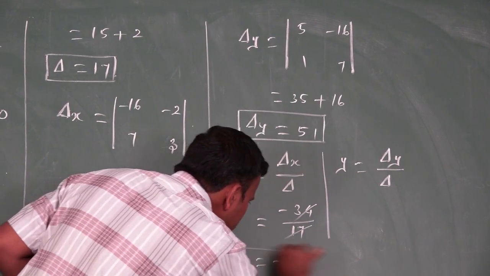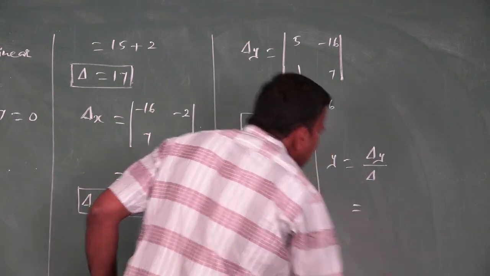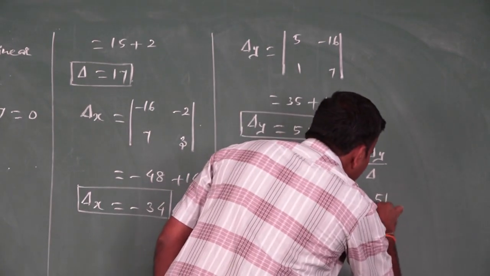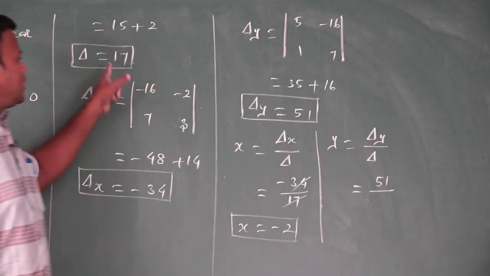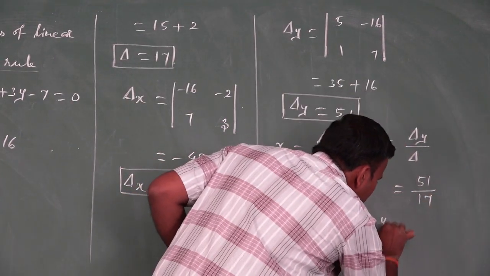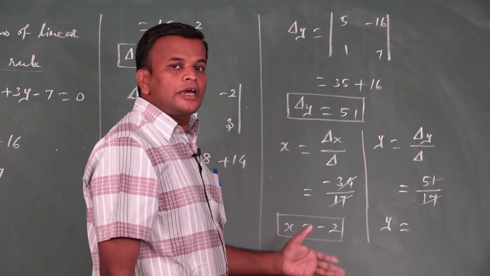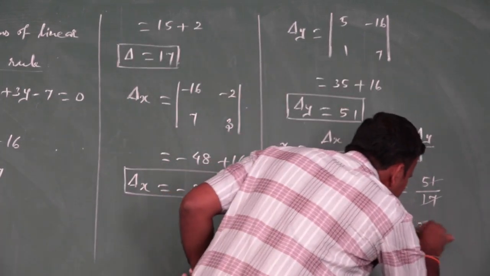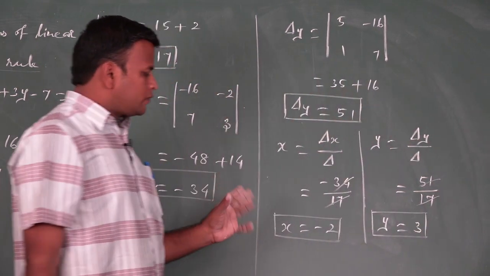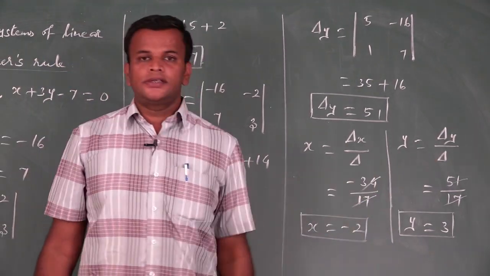So the x value is minus 2, and the y value is del y by del. The value of del y is 51, divided by the value of del, which is 17. So 51 by 17: in the 17 times table, 17 times 3 is exactly 51. Therefore, the solution of the given sum is x equal to minus 2 and y equal to 3.